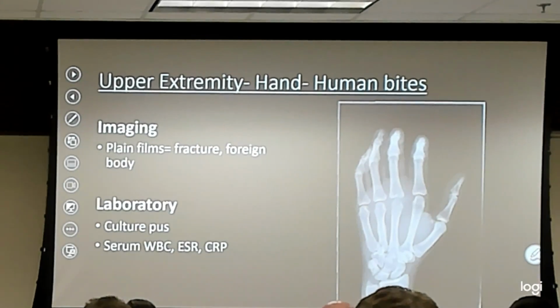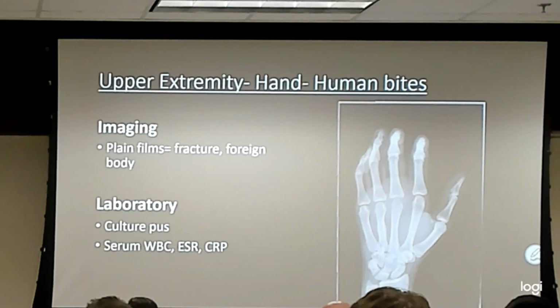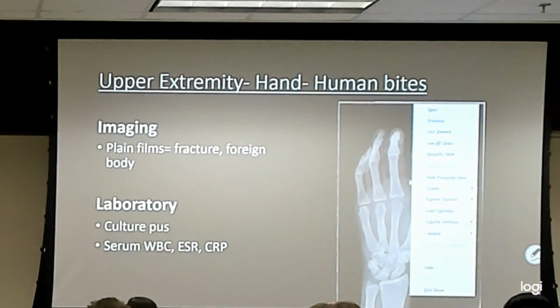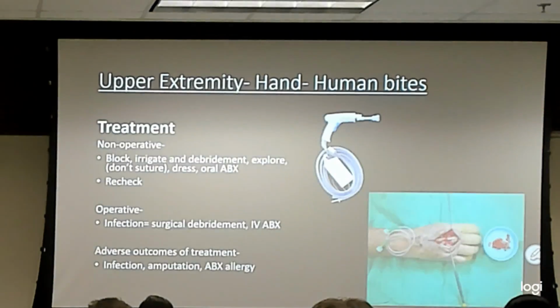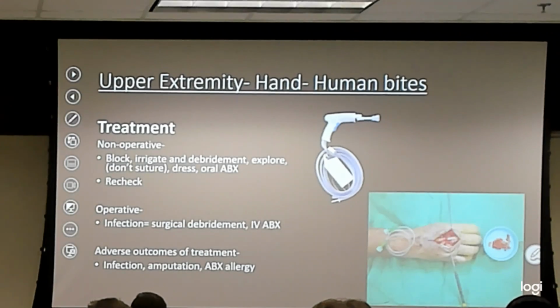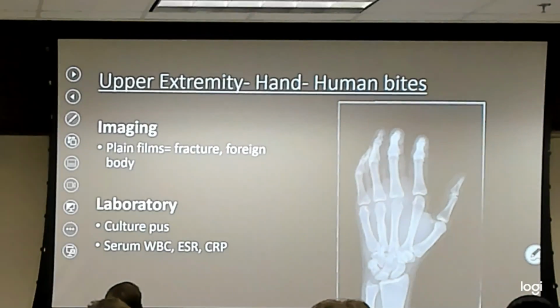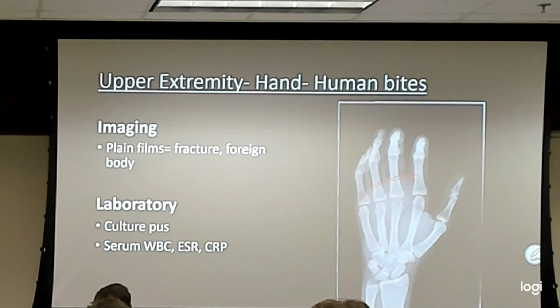I'm going to go ahead and get my plain films just so I can look for a fracture or foreign body. Convince myself it's not there. It's got some pretty good soft tissue swelling, but I don't see anything else on there. If there is pus, culture it, you should do so.